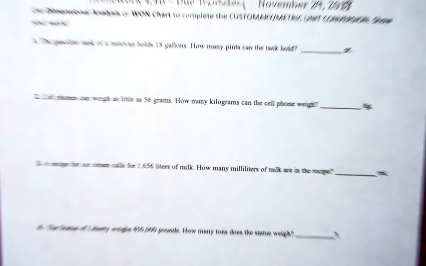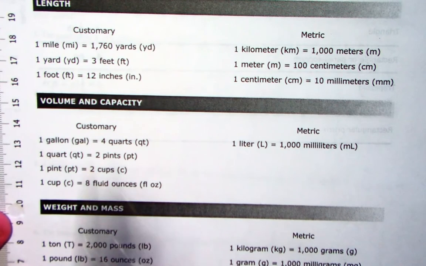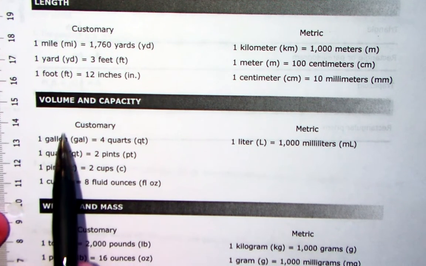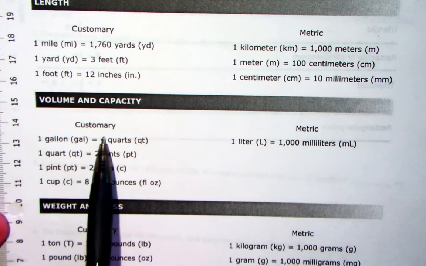Alright, so let's look at number one. The gasoline tank of a minivan holds 18 gallons. How many pints can the tank hold? So here we go. Looking at our star chart, we're going from gallons to pints. Well, I can't go from gallons to pints. I have to go from gallons to quarts and then quarts to pints.